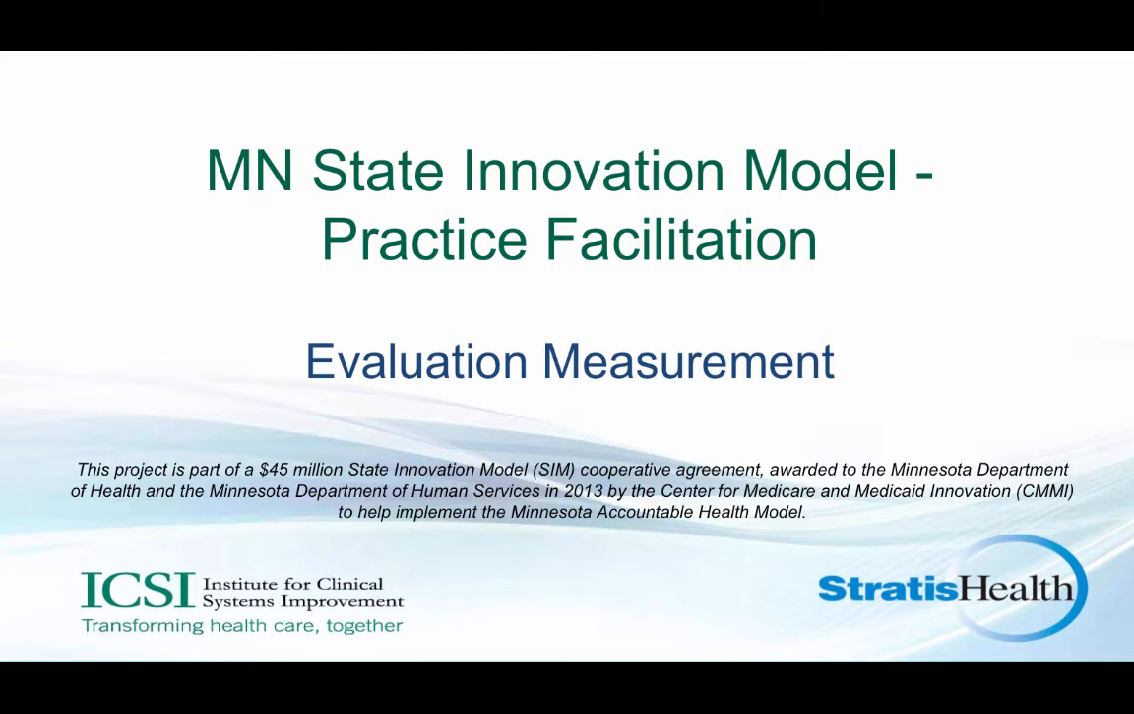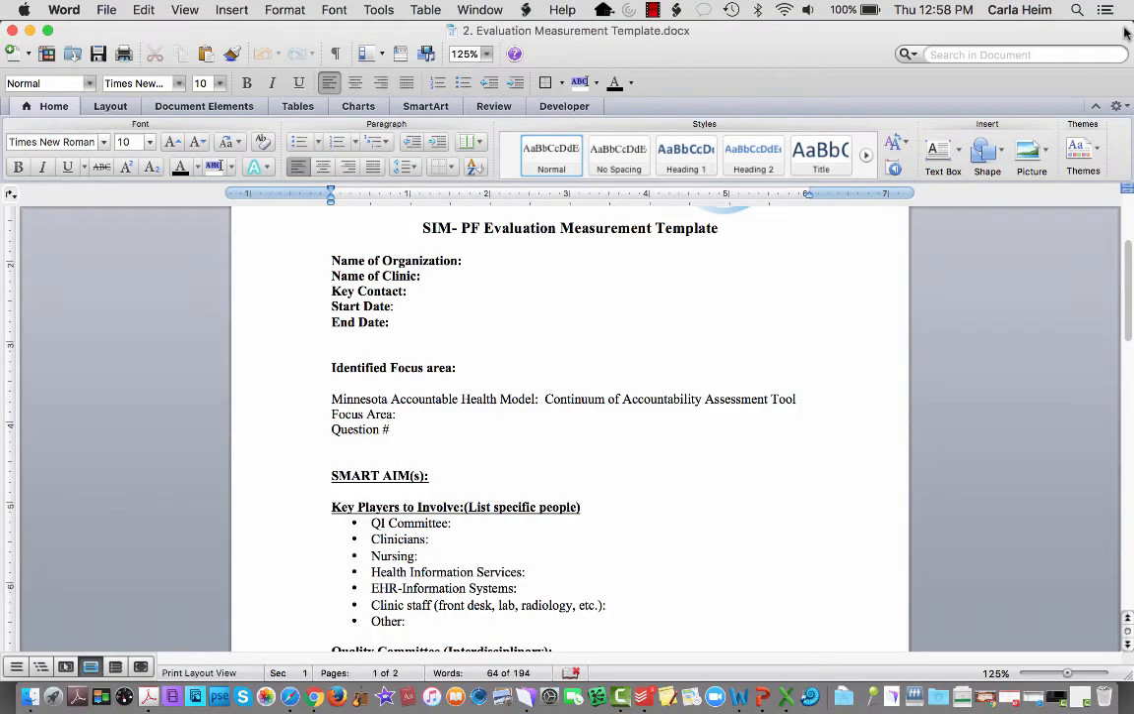Let's review the document. What you see in front of you now is an evaluation measurement template. You can go ahead and put some identifying information on up front. Also call out your identified focus area, because remember, you're going to use this document to tell your story through data, so everything that you have here will be usable for your communication during the time of this project and after. Then you'll notice we move on to a SMART aim.